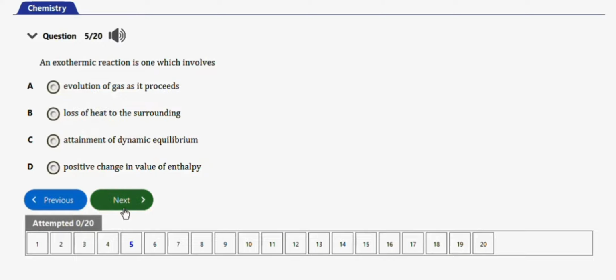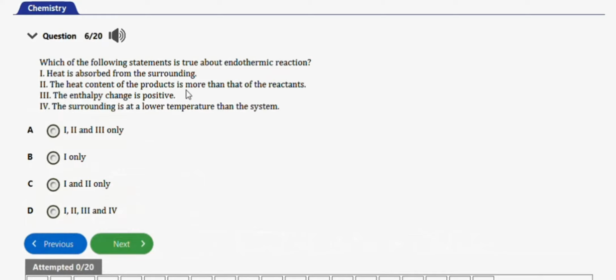Next question is this one. It says, which of the following statements is true about an endothermic reaction? Heat is absorbed from the environment. Yes. The heat content of the product is more than that of the reactant. Yes. The enthalpy change is positive. Yes. The surrounding is at a lower temperature than the system. Yes. So all of them are correct. So that means the right answer is option D. That's for this question.